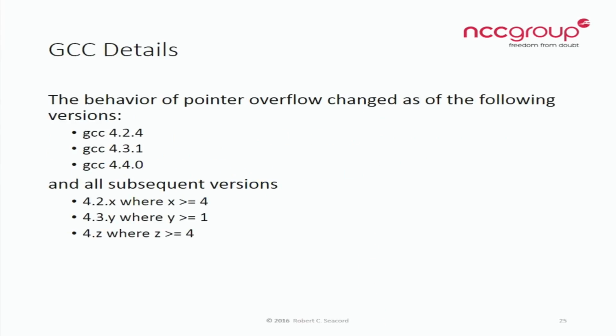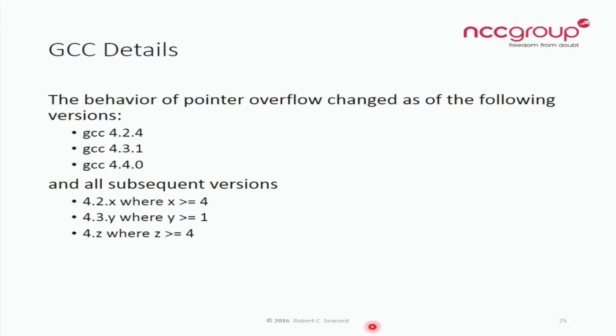So the behavior of this pointer overflow changed as of these releases of the GCC compiler, and all subsequent releases. And so this was really something that happened during a maintenance release, right? So you got a new maintenance release of the compiler and suddenly your code stops working. And that's probably the biggest issue with undefined behavior. When the compiler encounters undefined behavior in your code, it's going to do its best to produce some code that's reasonable, but it doesn't really know what you were expecting to get because the behavior is not defined.